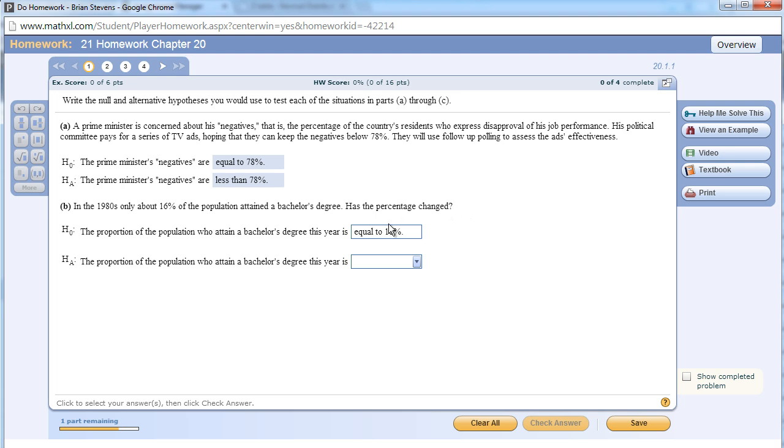But an important thing to notice is you always have to read the question. Read the question to find out which direction the claim is going. Is it going one way, up or down, or is it going both ways? The word changed means, is it different? Is it not the same? Any one of those wordings would mean not equals to.